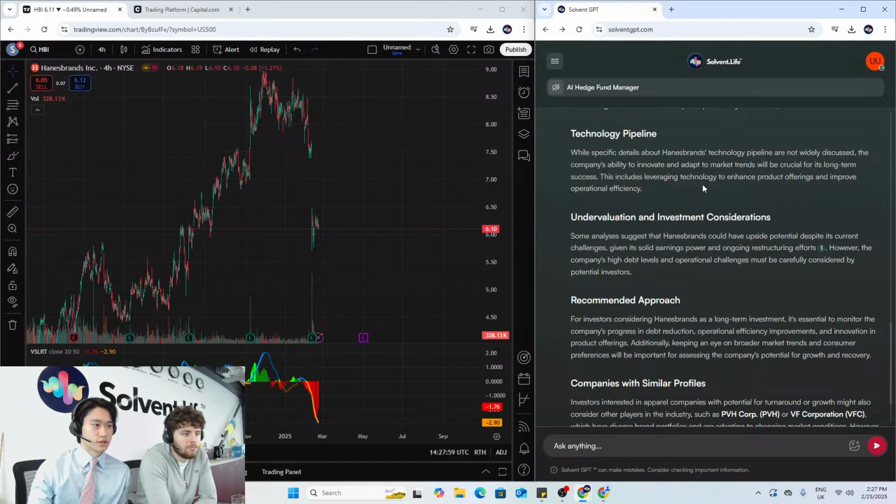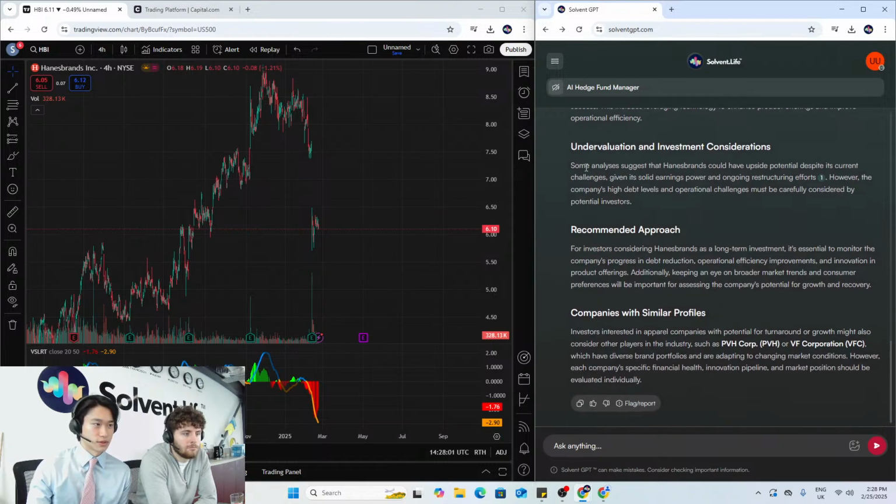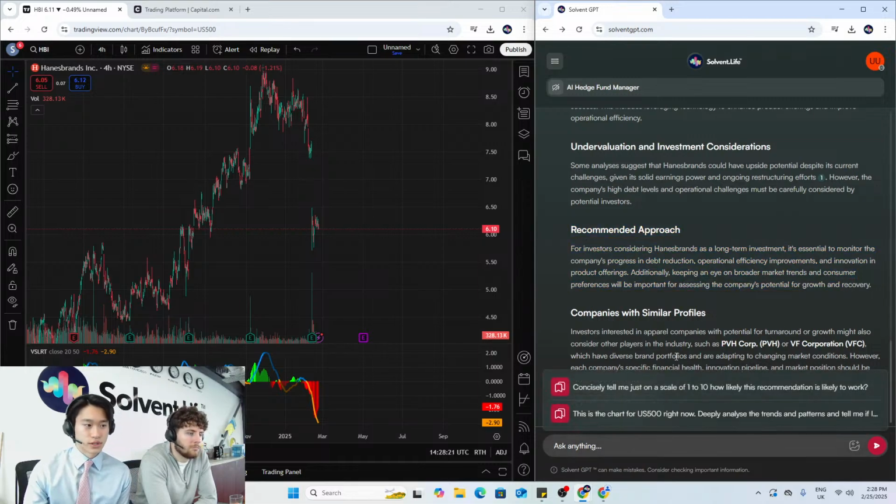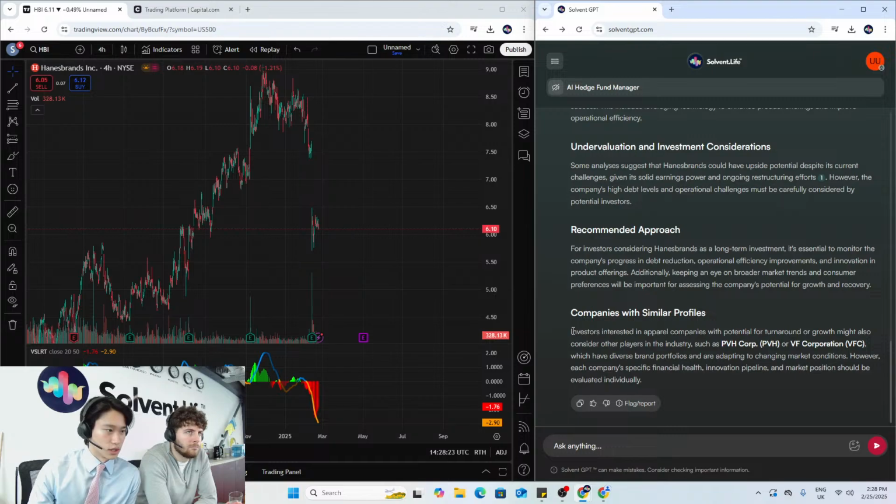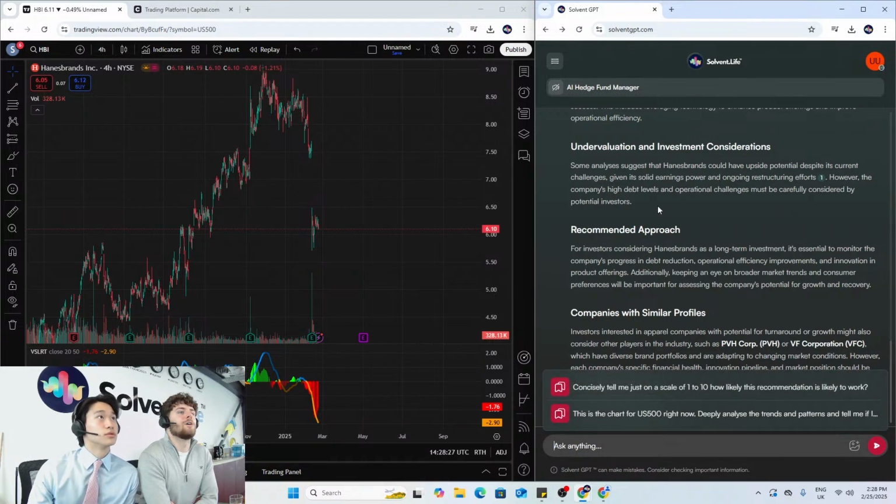So they've got technology pipeline as well, undervaluation and investment considerations. The concern is that they have high debt levels. So they're onboarding a lot of debt, and there's a lot going into the hope that their technologies and their efforts into pushing their brands will be fruitful.